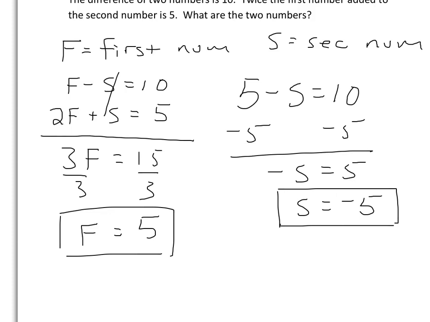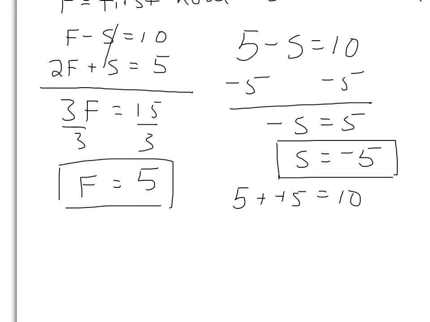Let's just check and see if that works out. So the first number minus the second number. So 5 minus negative 5. Does that equal 10? That's plus a positive, so yes. And putting it in the second equation, 2 times the first number, so 2 times 5, plus the second number, plus negative 5. Does that equal 5? 10 plus negative 5 equals 5. Yes, that works. So that is the answer to the problem.